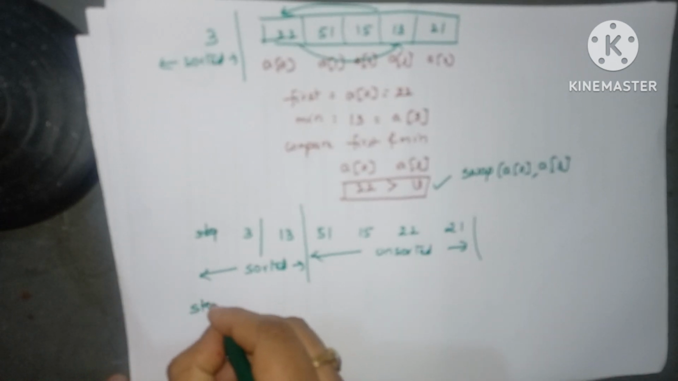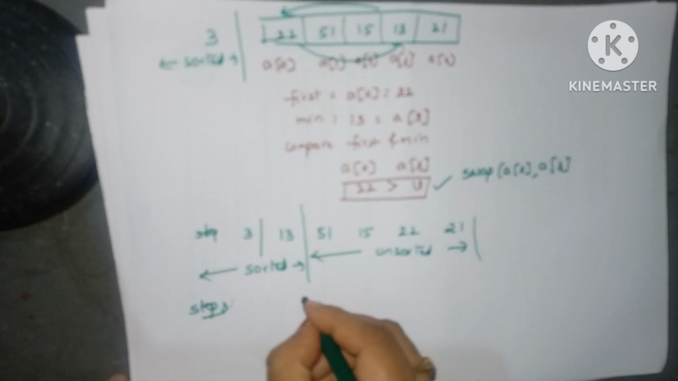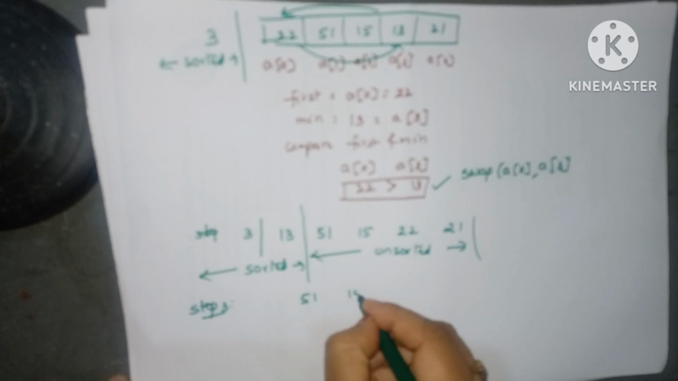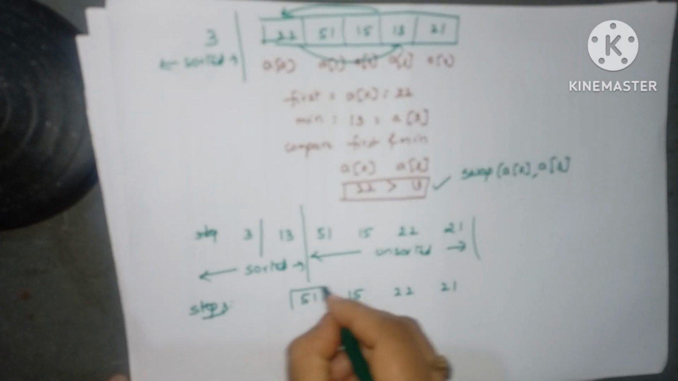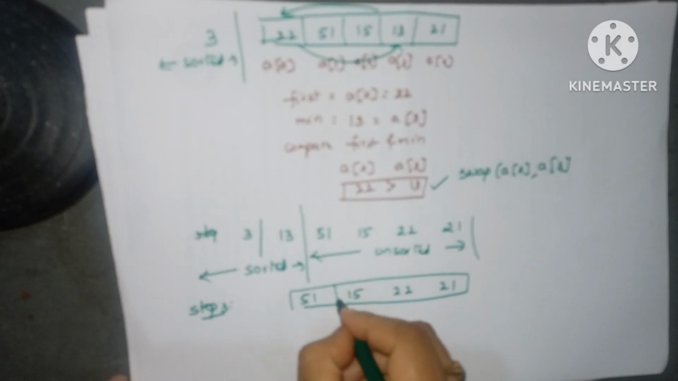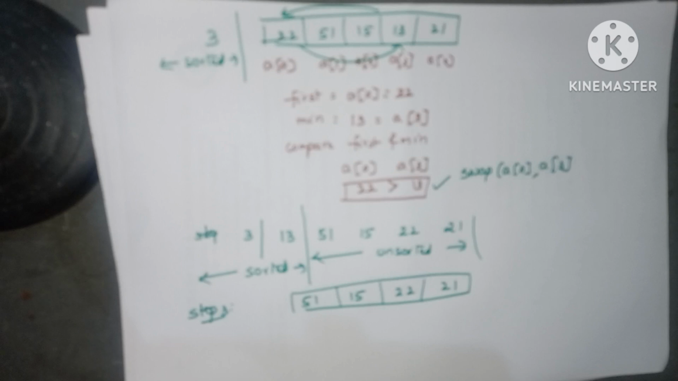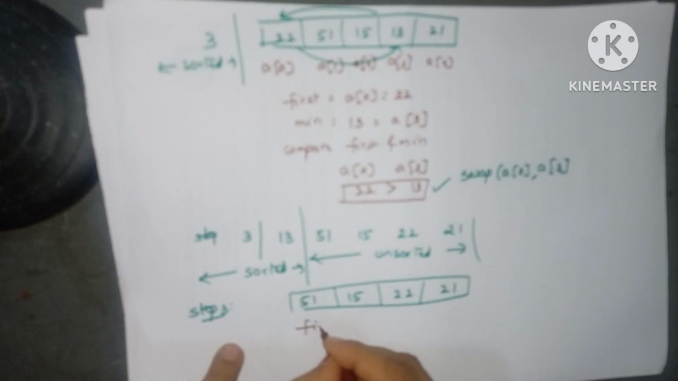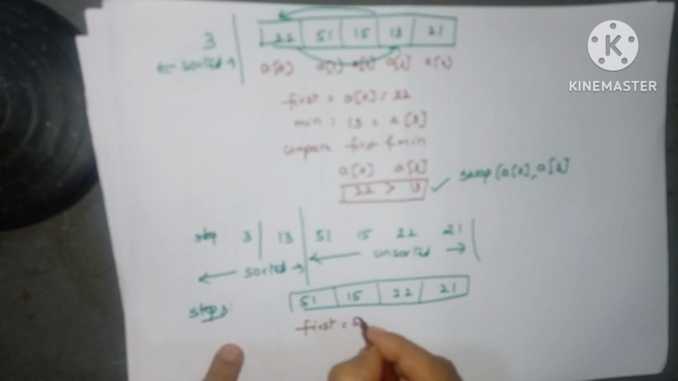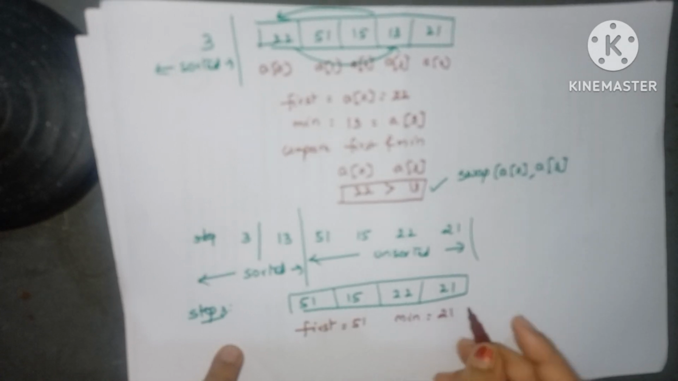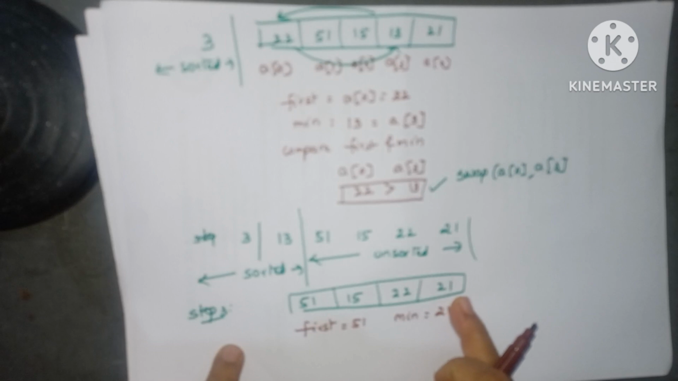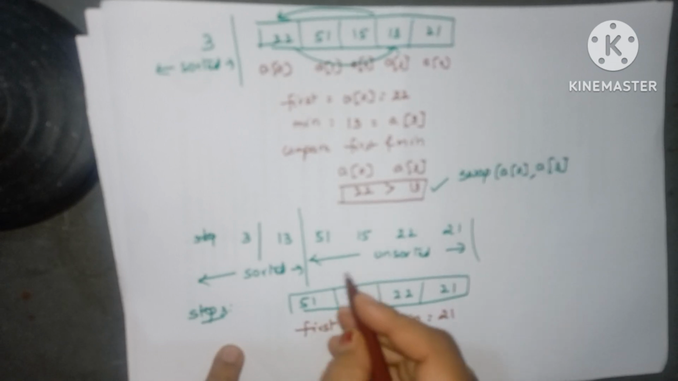Then step 3, same thing. In step 3, take these unsorted elements only: 51, 15, 22, 21. In this again take the same procedure, the first element is 51. Which one is the minimum element? 21. Then compare the first element and the minimum element. The first element is more than the minimum element, so swap it.